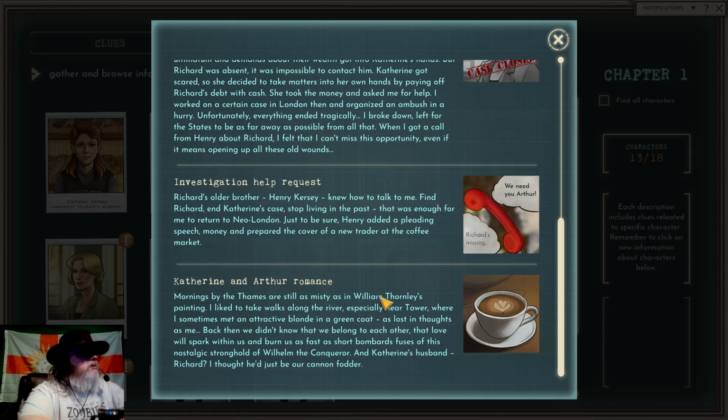Investigation help request. Richard's older brother, Henry Kersey, knew how to talk to me. Find Richard and Catherine's case. Stop living in the past. That was enough for me to return to Neo London. Just to be sure, Henry added a pleading speech, money, and prepared the cover of a new trader at the coffee market. Catherine and Arthur romance.